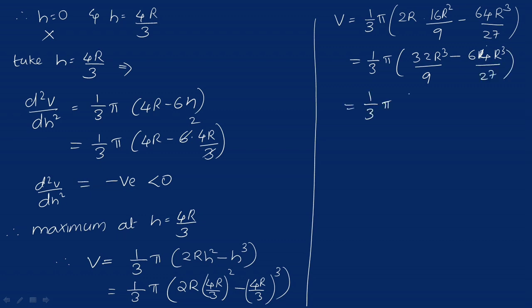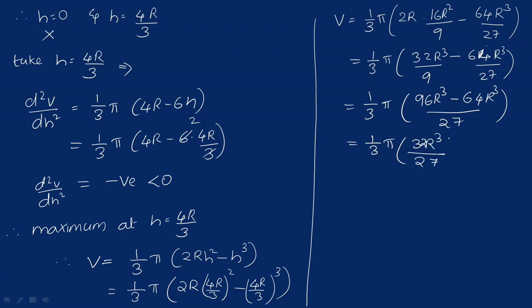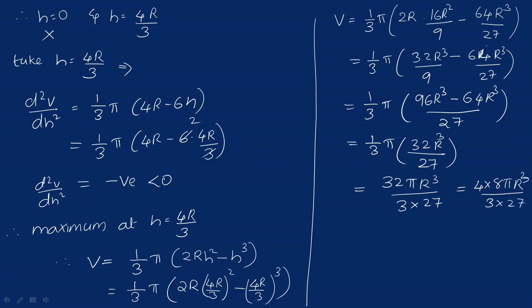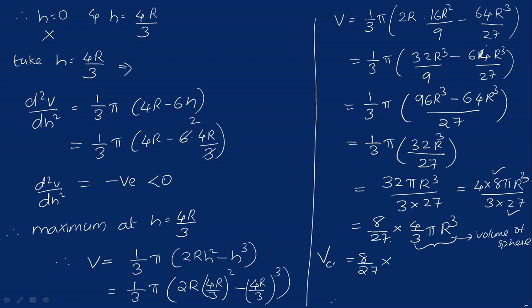Now making common denominator 27, multiplying 3 with the 32R cube by 9, we have 1 by 3 pi into 96R cube minus 64R cube by 27, or 1 by 3 pi into 96 minus 64, that is 32R cube by 27. Now taking 1 by 3 pi into the bracket, so we have 32 pi R cube divided by 3 into 27. 32 can be written as 4 into 8. So 4 into 8 pi R cube divided by 3 into 27. 8 and 27 is taken outside, so 8 by 27 into the remaining, that is 4 by 3 pi R cube. So what is 4 by 3 pi R cube, that is the volume of the sphere.